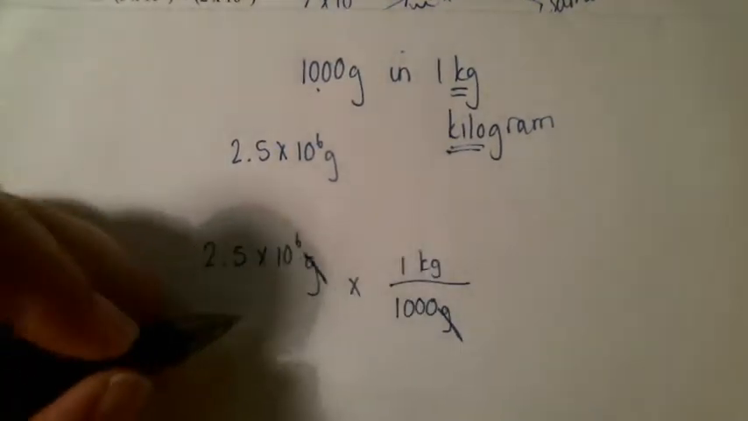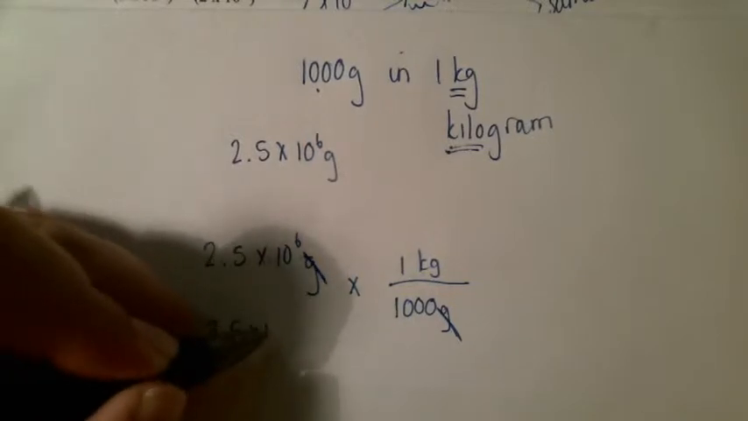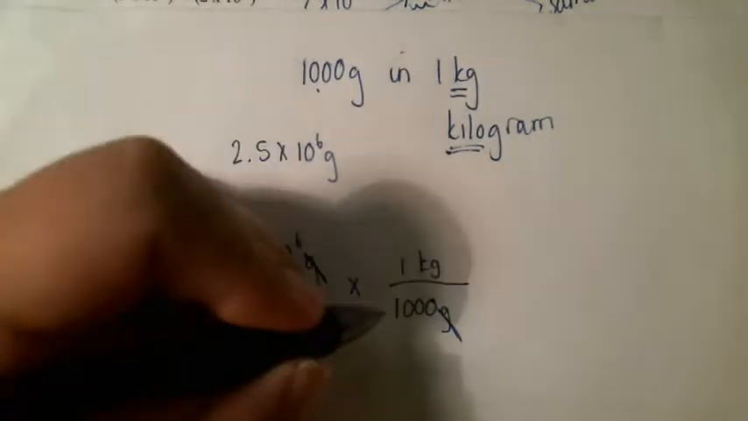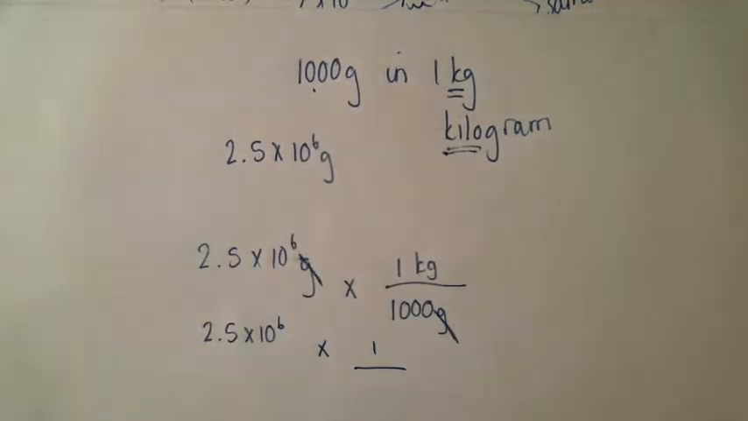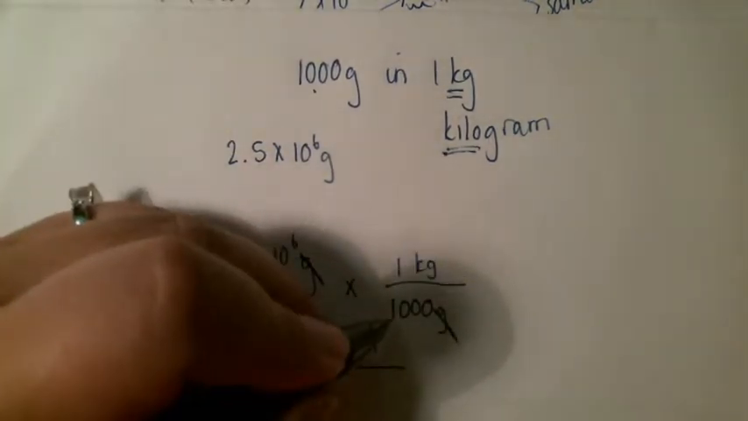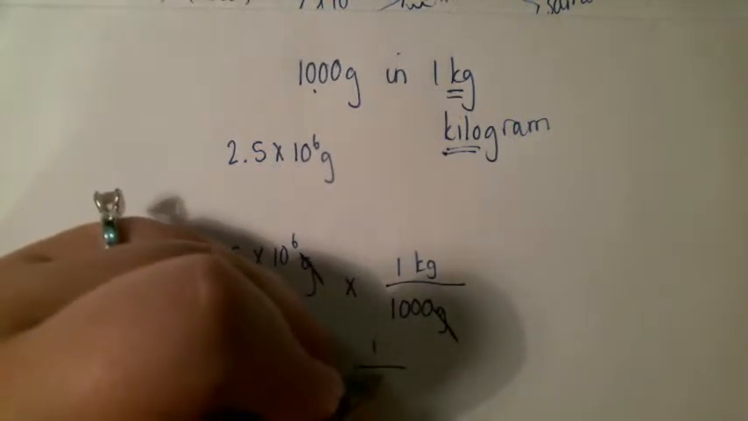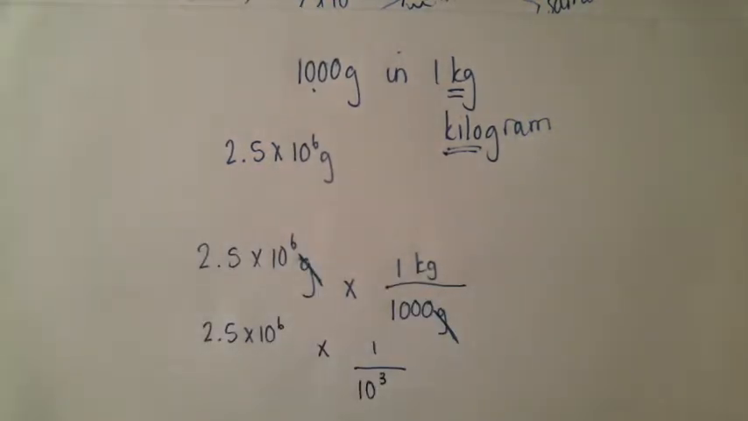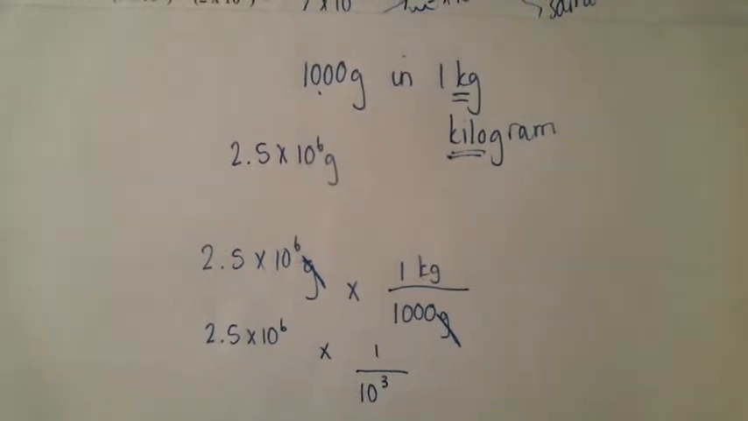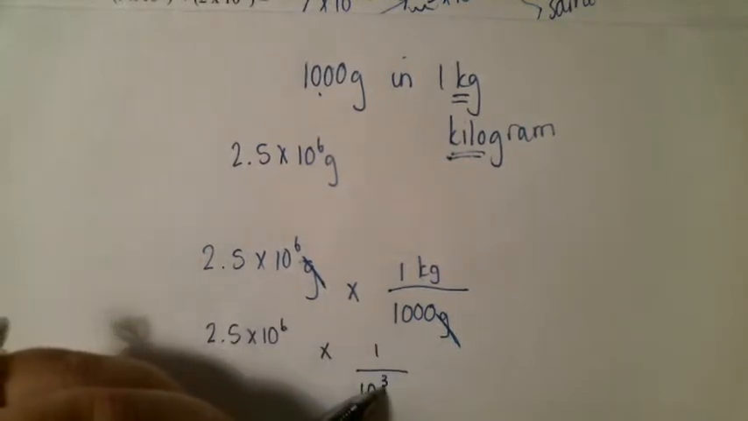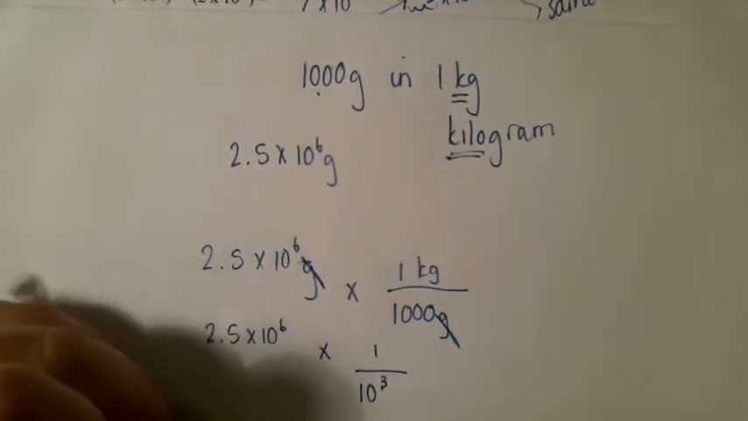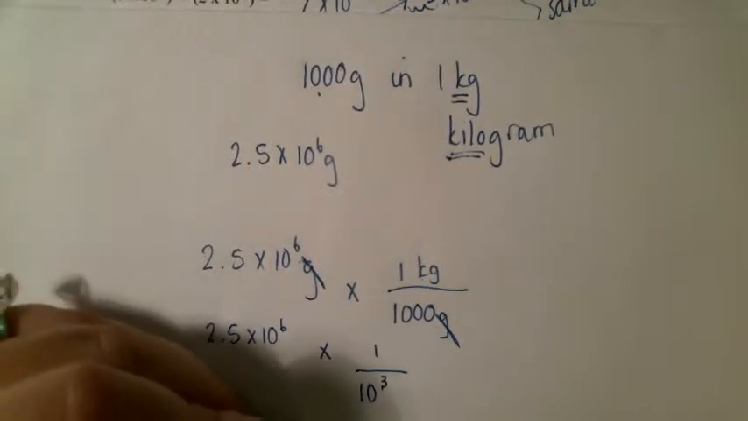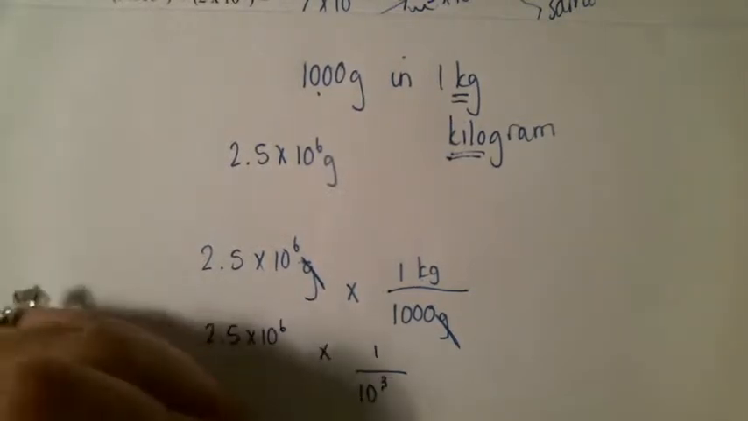Now, 2.5 times 10 to the sixth power, times 1 over 1,000. 1,000 is the same as 10 to the power of 3. We'll also look at this next. So this problem really introduces a lot of the concepts we'll be looking at next. But if you multiply or divide exponents, you just subtract them. So you'll do 6 minus 3. And you'll end up with 2.5 times 10 to the third kilograms.